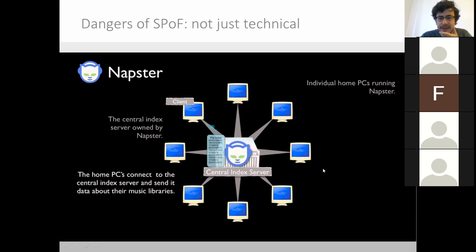So what happened in this case was essentially that a central server was targeted and brought down by law enforcement because they felt that the service was primarily used for illegal file sharing. So law enforcement managed to bring down Napster by targeting the central index server, and that was essentially the end of Napster.